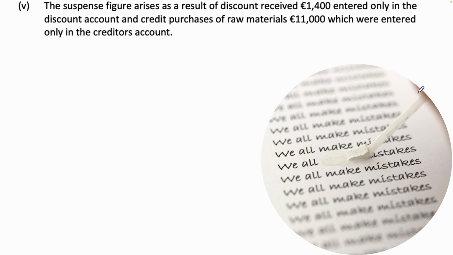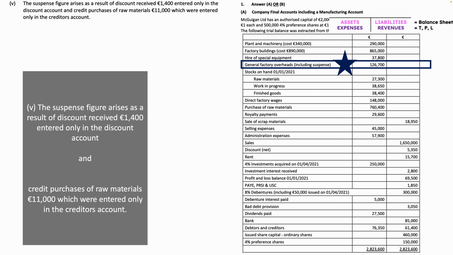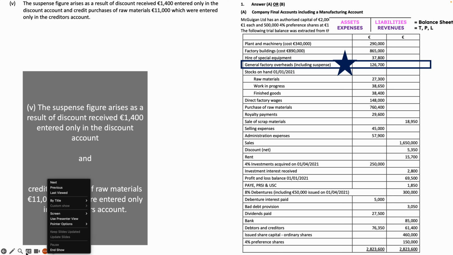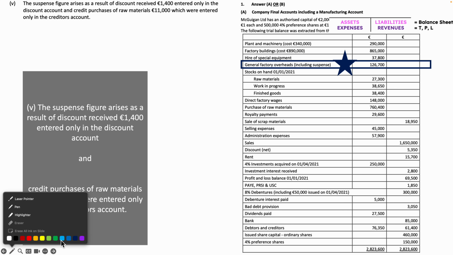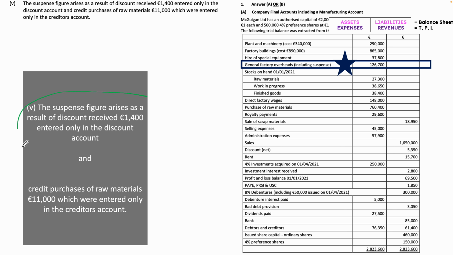Next then, note 5. The suspense figure arises as a result of discount received 1,400 entered only in the discount account, and credit purchases of raw materials 11,000 which were entered only in the creditor's account. We're going to look at the first error first. So the suspense figure arises as a result of discount received 1,400 entered only in the discount account.